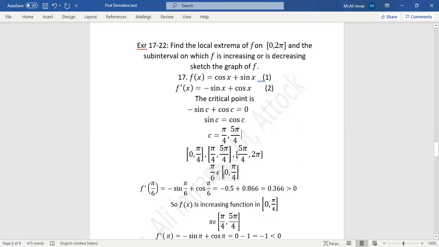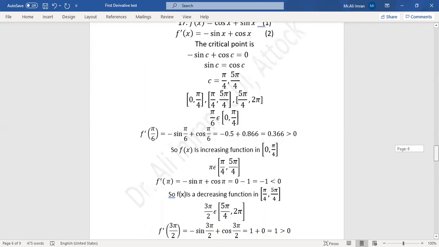Pi by 6 belongs to the interval 0 to pi by 4. We will put this value in equation number 2. F prime of pi by 6 is equal to minus sine pi by 6 plus cos pi by 6, which is equal to minus 0.5 plus 0.86, which is 0.366, which is greater than 0. Which means the function is increasing in the first interval.